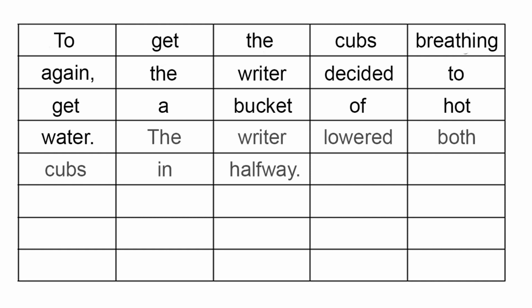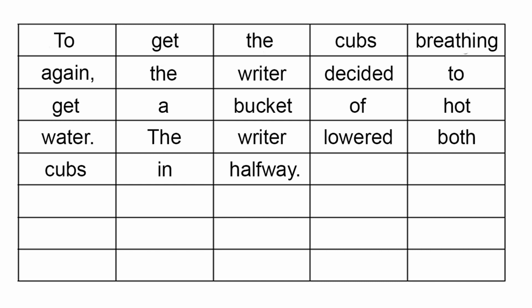The writer lowered both cups in halfway. So you see, earlier in the 10 words given, we are told to use the writer. So here we use the writer. We continue with the writer lowered both cups in halfway. The content point was, lowered both cups in halfway, right? So to write a complete sentence, we must have a subject, and the subject is the writer.